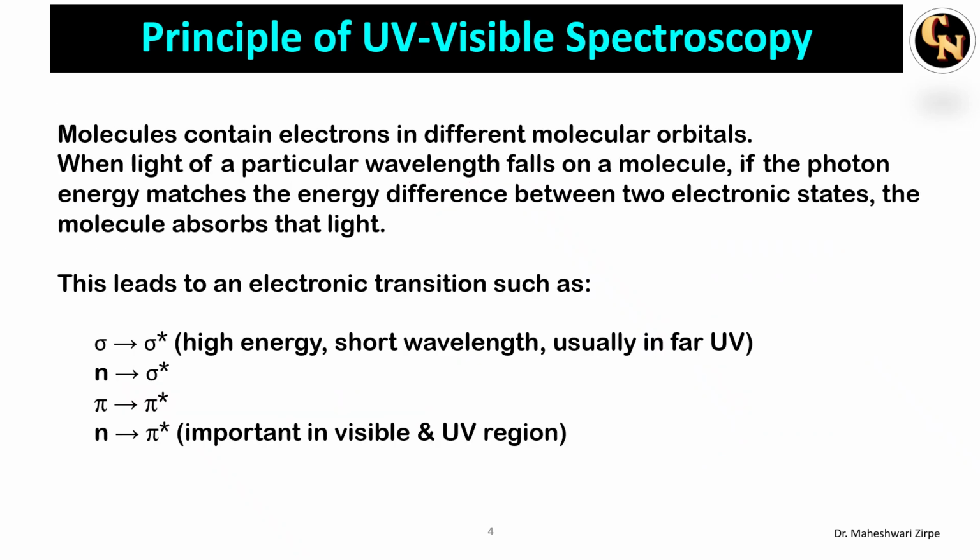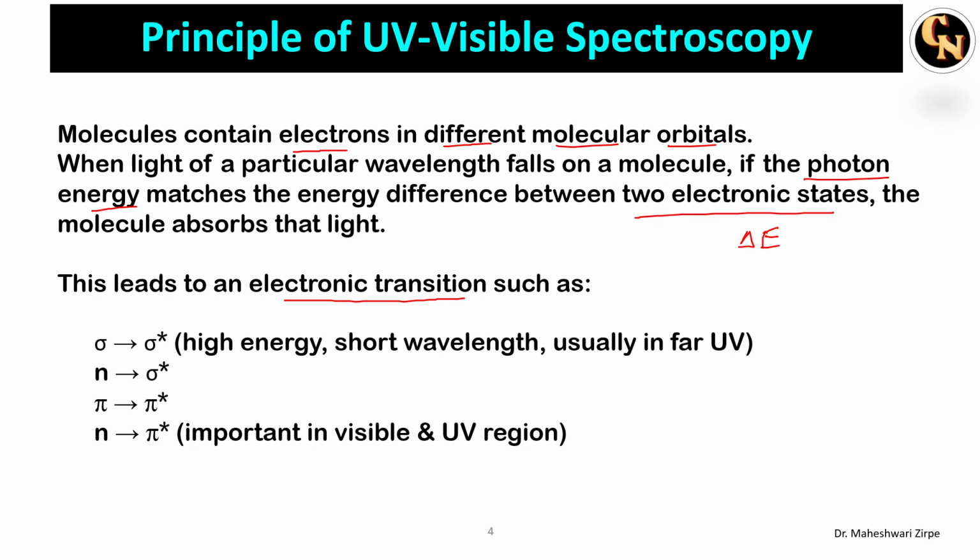Let us understand the principle of UV visible spectroscopy. The molecule contains electrons in different molecular orbitals. When light of a particular wavelength falls on the molecule, if the photon energy matches the energy difference, delta E, between two electronic states, the molecule absorbs that light. This leads to electronic transitions. So if there is energy that matches the difference between the two electronic states, it will lead to an electronic transition.